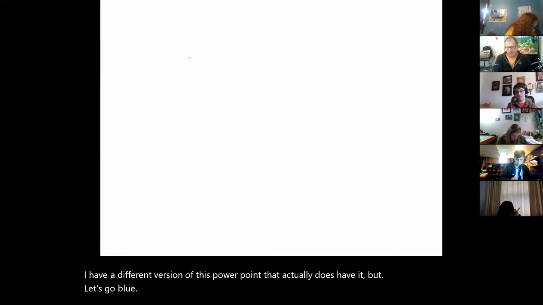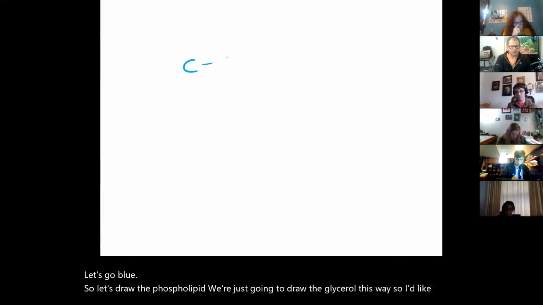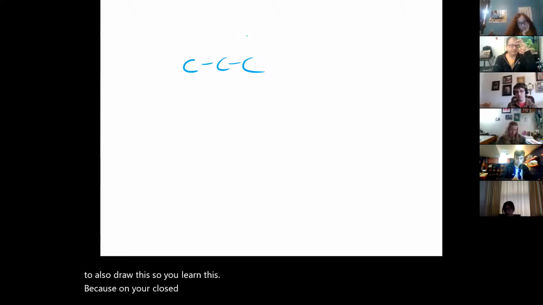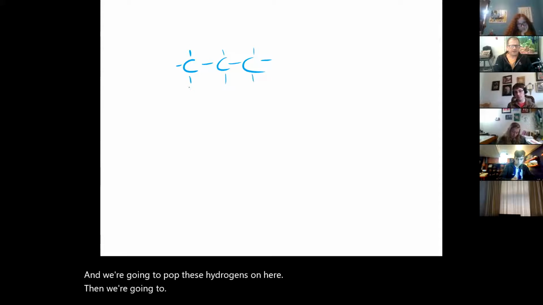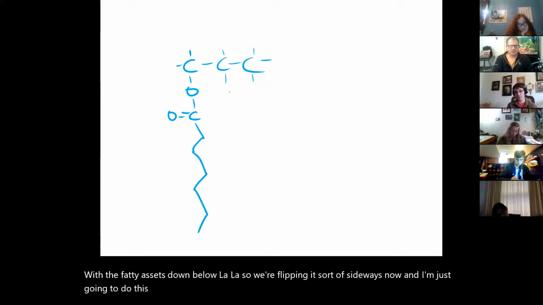So let's draw the phospholipid. We're just going to draw the glycerol this way. I'd like you to also draw this so you learn this, because on your closed note test, you're going to have to know this. And we're going to pop these hydrogens on here. Then we're going to put the fatty acids down below. So we're flipping it sort of sideways now, and I'm just going to do this lazy line diagram thing here.